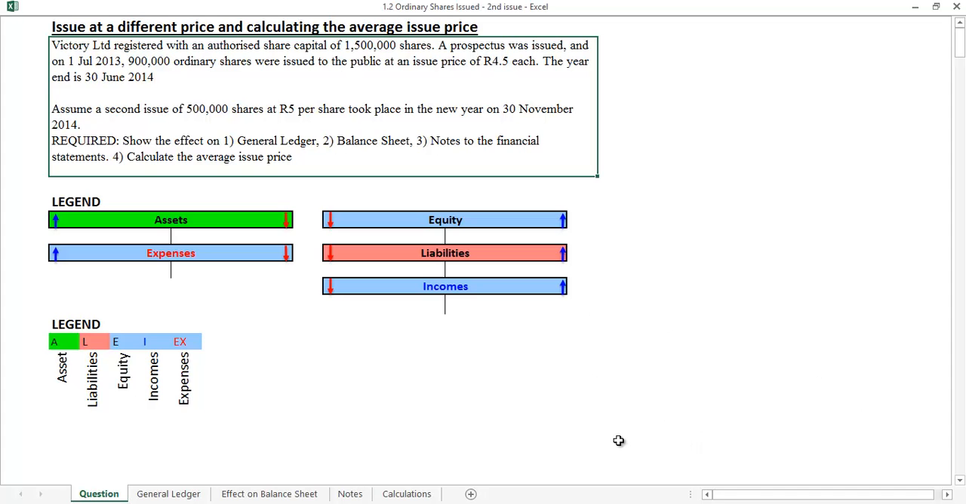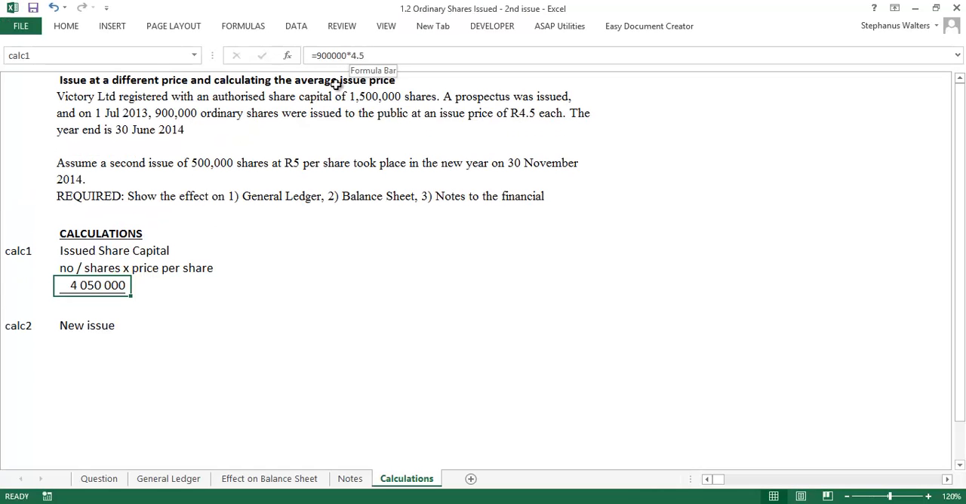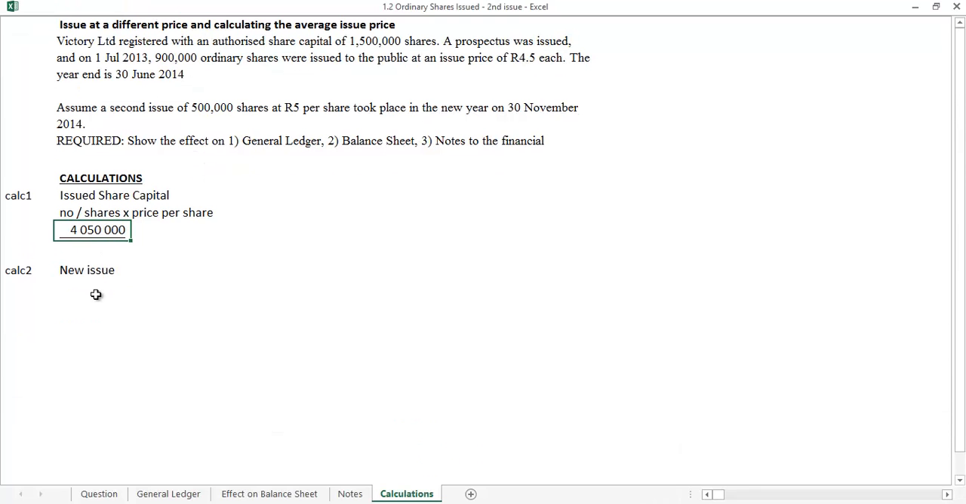All right, so let's quickly do our calculation here and calculate the amount of the issued share capital. Well, we have already got the original issue, which is still the same, the number of shares times the price per share, which we had as 900,000 times 4.50, giving us 4.05 million. If you don't know where we got that, let me quickly show you the formula bar. There you go, 900,000 times 4.5. And then the new issue is 500,000 shares at 5 Rand per share. So we're simply going to take again the number of shares times the price per share, and that's going to give us 2.5 million. There we go.